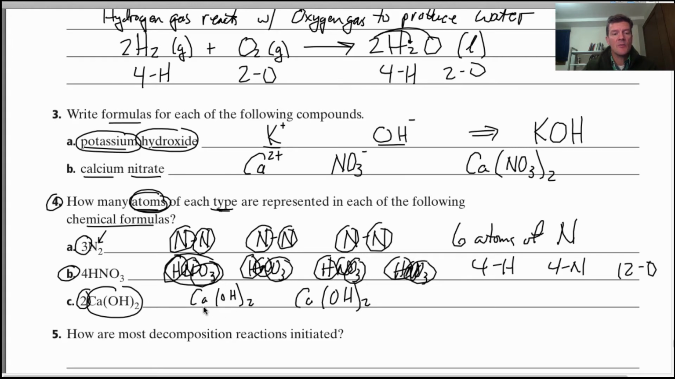And here we have how many total calciums? Well, we got 1, 2. 2 calciums. How many oxygens? Well, this OH is doubled inside of that compound. So there's 2 oxygens here and another 2 there for a total of 4 oxygens. There are 2 hydrogens here and another 2 there for a total of 4 hydrogens. Okay?